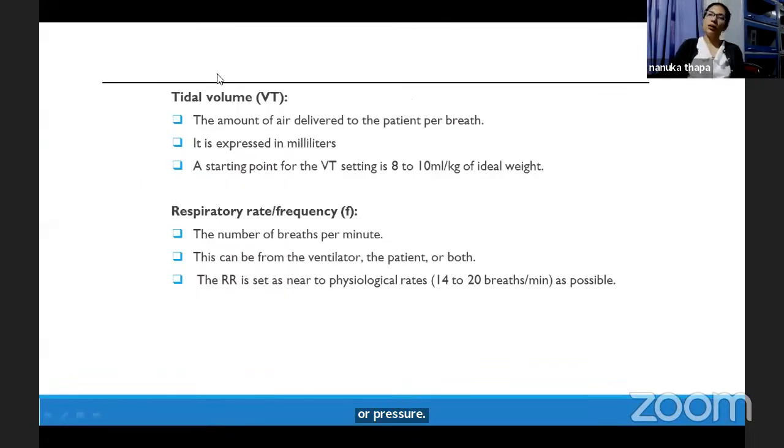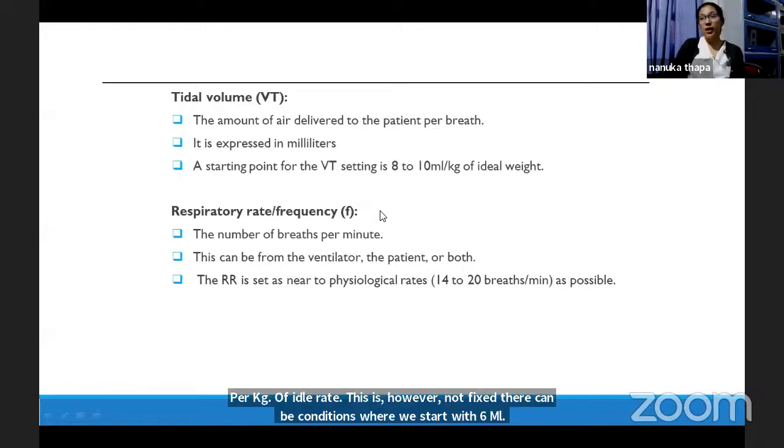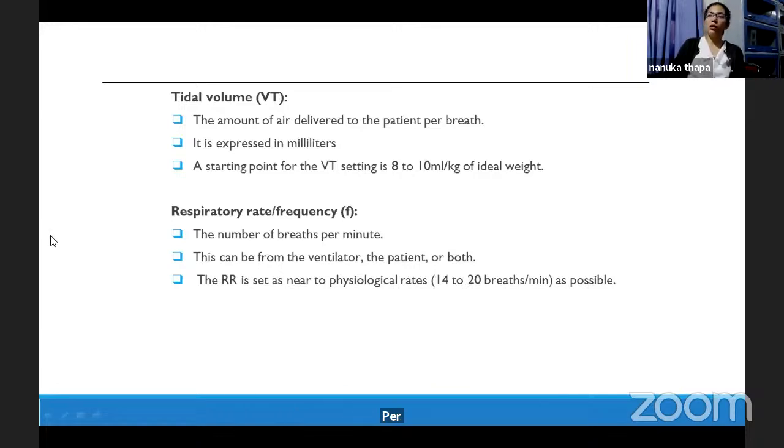So before we start discussing the modes of ventilation, we'll have to familiarize ourselves with the common terminologies that we'll be using. The first is tidal volume. It is the amount of air that is delivered to the patient per breath. It is expressed in terms of milliliters. The common starting point for ventilation is 8 to 10 ml per kg of ideal weight. This is, however, not fixed. There can be conditions where we start with 6 ml per kg also. In conditions such as ARDS, we start with 6 ml per kg and we can go as low as 4 ml per kg.